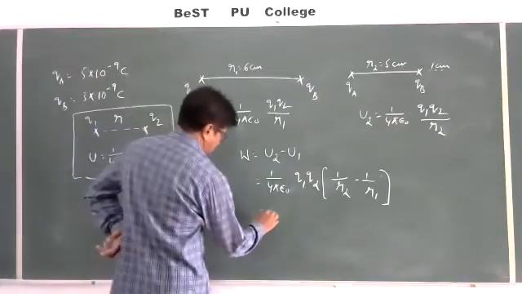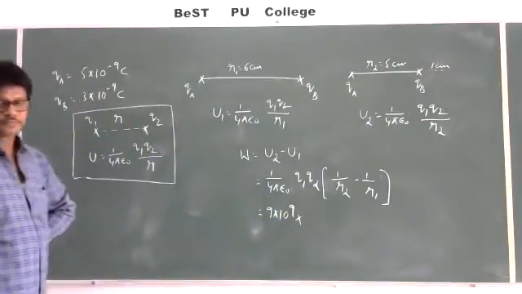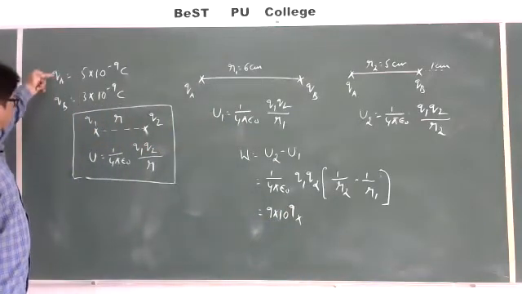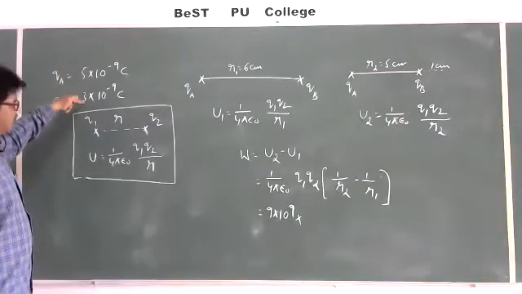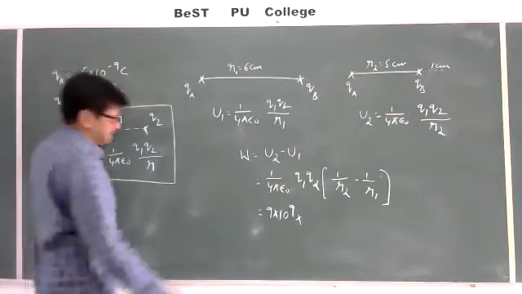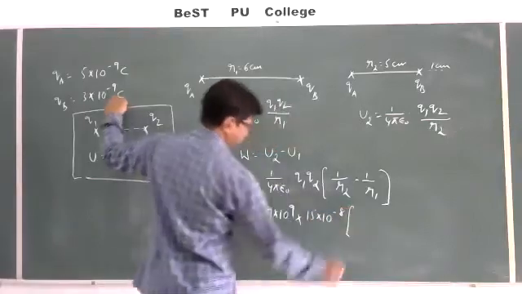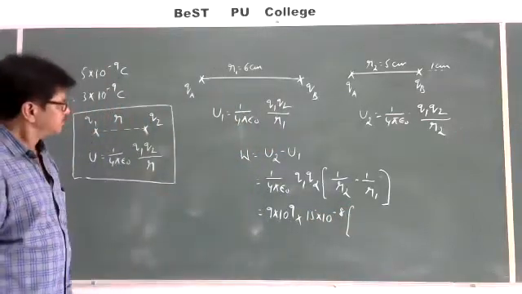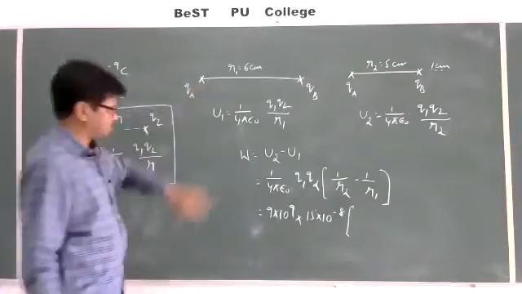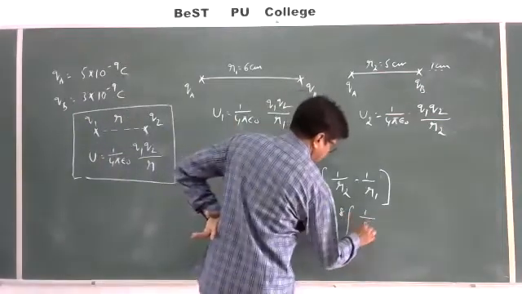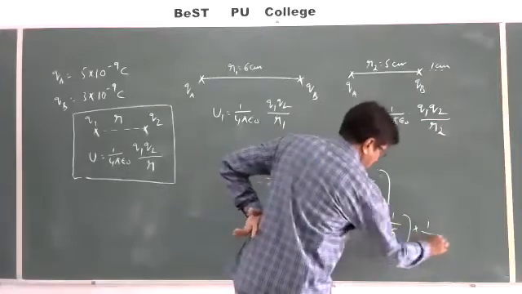1 by 4 pi epsilon naught is nothing but 9 into 10 to the power of 9. Q1 Q2 here are QA QB: 5 times 3, 15 into 10 to the power of minus 18. Then R1 and R2 are in centimeters. We have to convert them into meters. So 1 by 5 minus 1 by 6 centimeters, which we have to convert into meters.